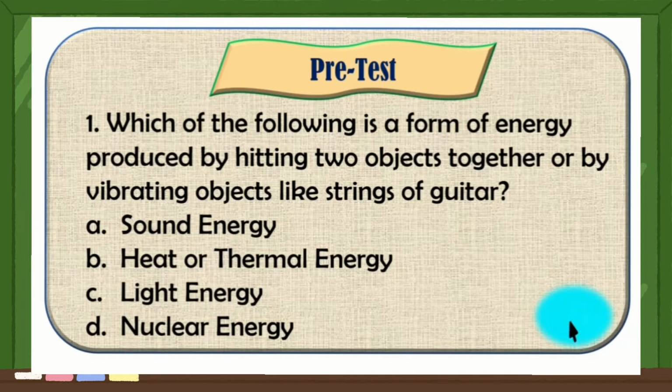So for our pretest, which of the following is a form of energy produced by heating two objects together or by vibrating objects like strings of a guitar? Is it A, sound energy, B, heat or thermal energy, C, light energy, or letter D, nuclear energy? So your answer is, okay, that is correct, sound energy. The keyword is vibrating objects, or strings of guitar. So very understandable naman po yung question sa number 1.